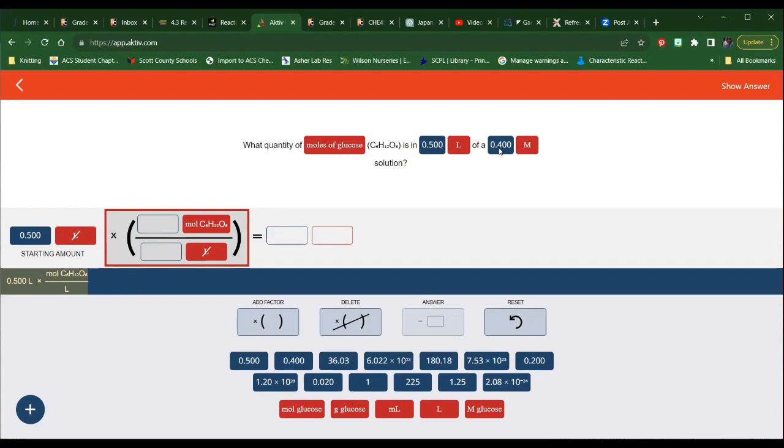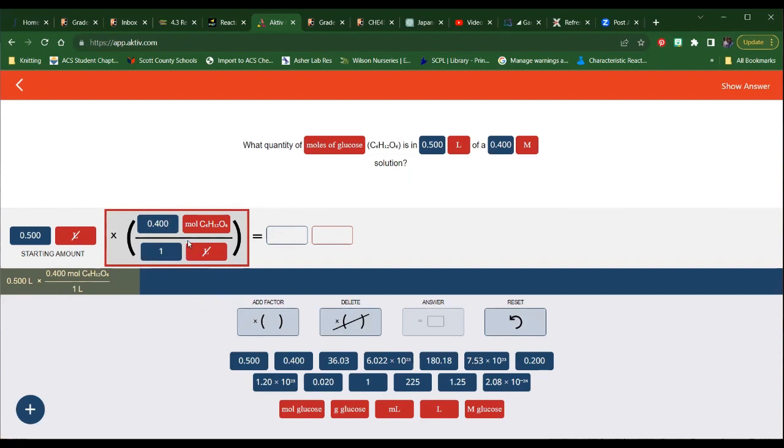Then I might ask myself, where am I going to put this 0.4? Does it go on the top or on the bottom? It is going to go wherever the first unit goes. When I say molarity is moles per liter, I'm saying moles first, so it's going to go in the same spot that moles goes. And again, we're going to put the 1 on the bottom.